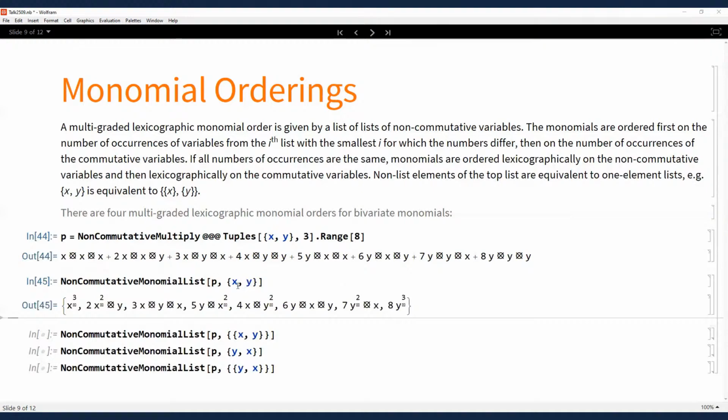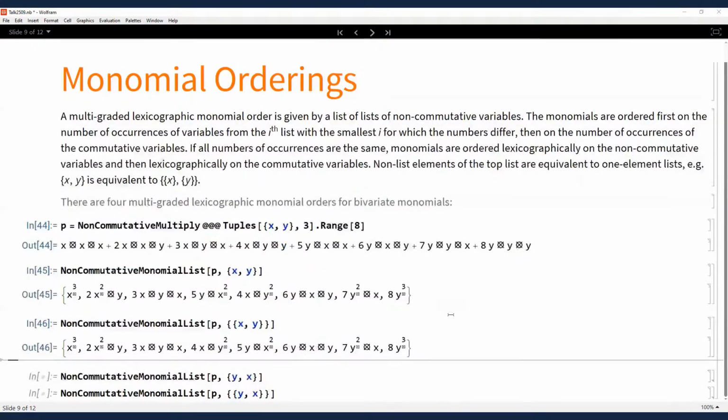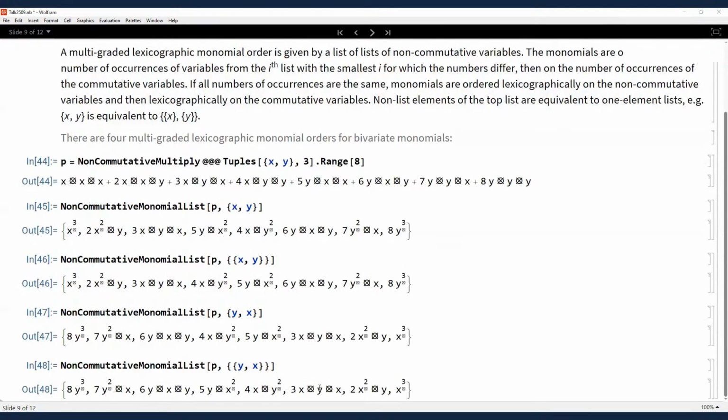So here is the monomial order singleton x singleton y. Here is the monomial order given by per xy. See the order of this term is different here. And if we reverse the order of y and x, we also get different orders. So for two variables, we have just 4 possible orders.